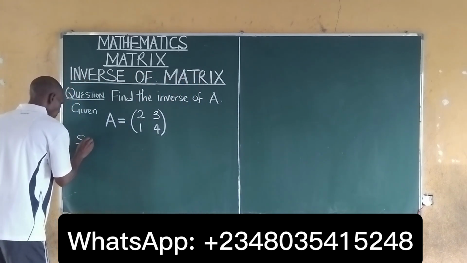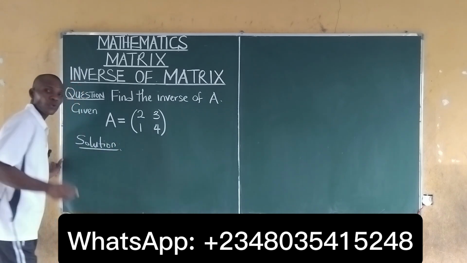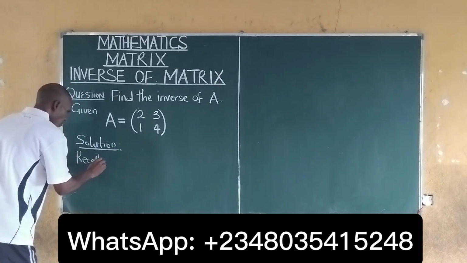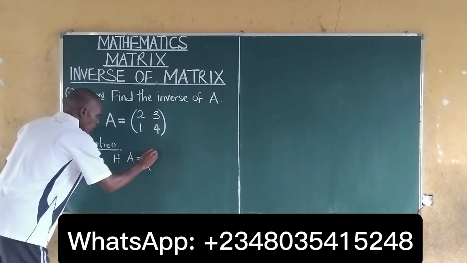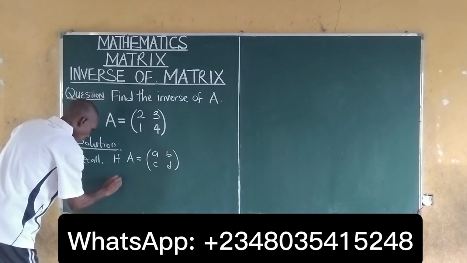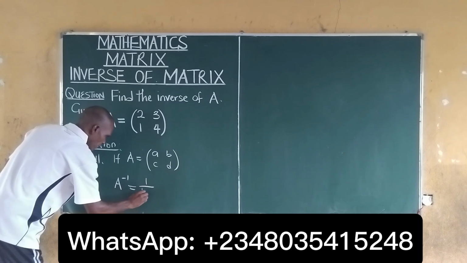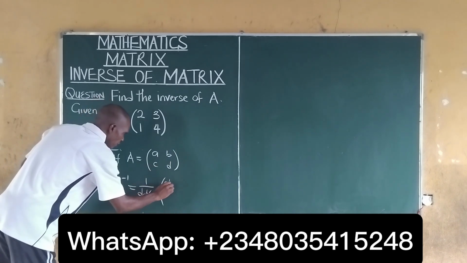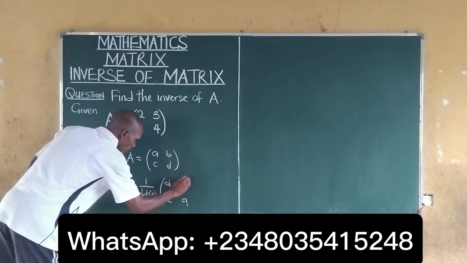Solution. We should recall that if A is equal to [A, B; C, D], the inverse of A is equal to 1 all over the determinant of A multiplied by [D, negative B; negative C, A].